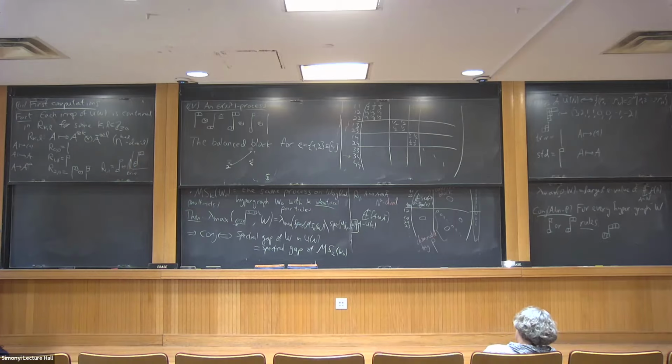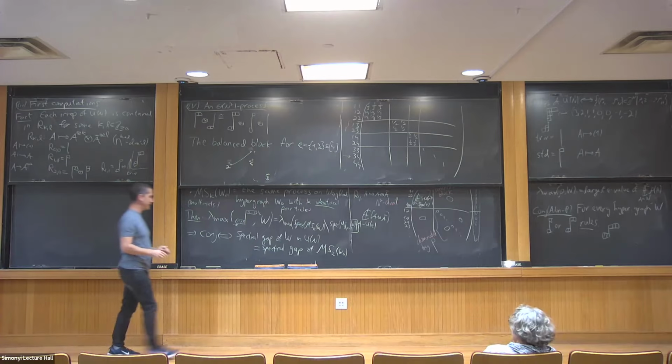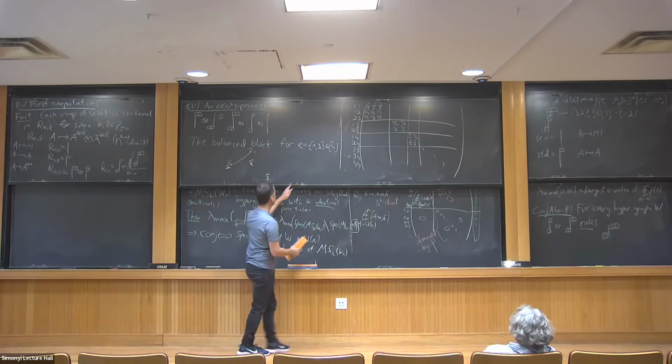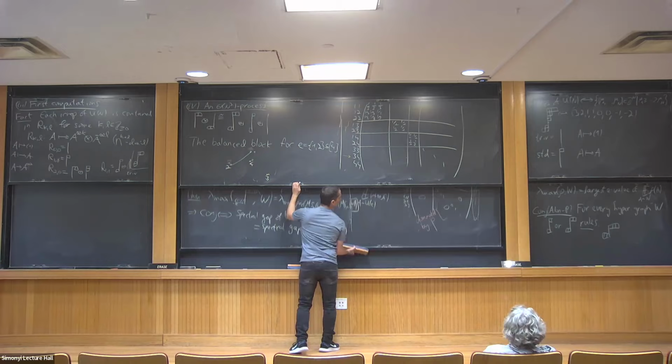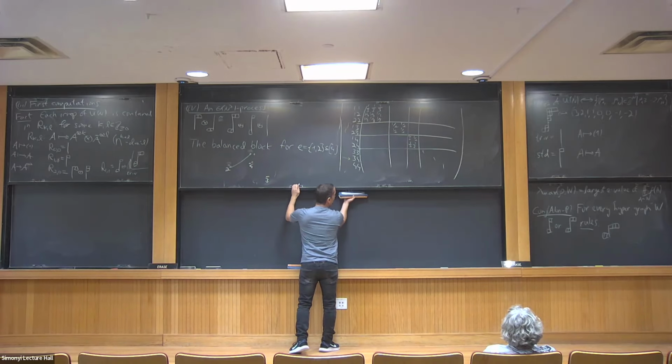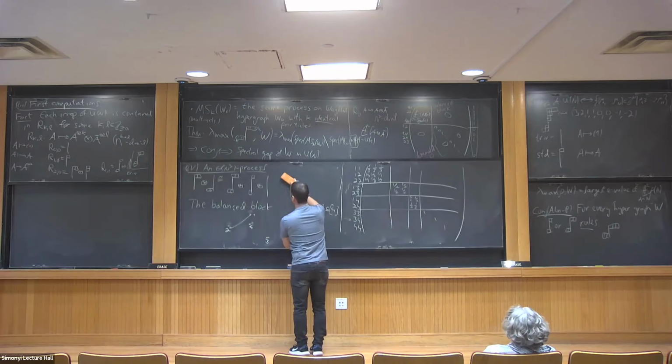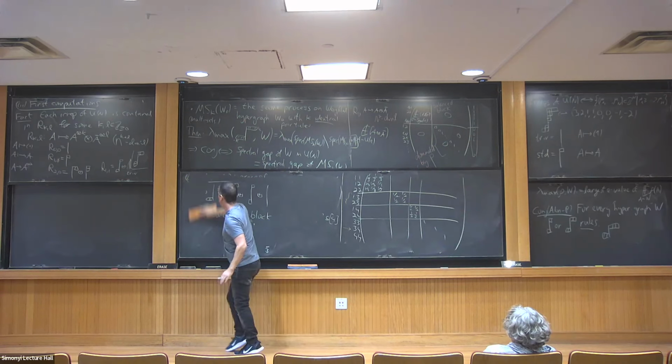Okay, so now I want to move to something much easier, and it's not going to depend on what we said so far. I want to talk about n-1 bubbles, and I will start with Sn.